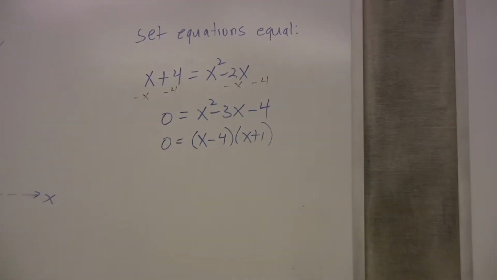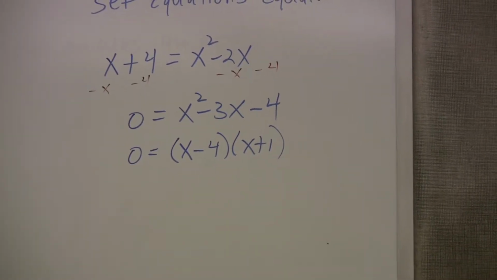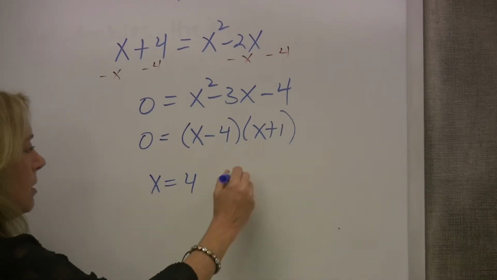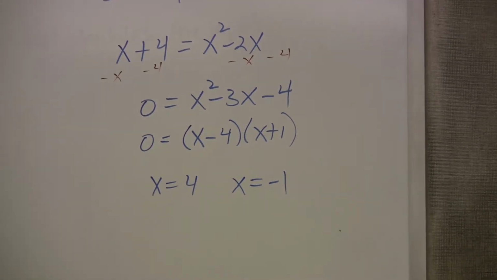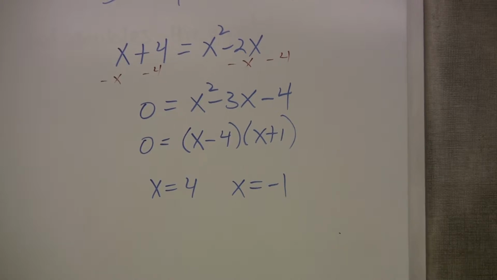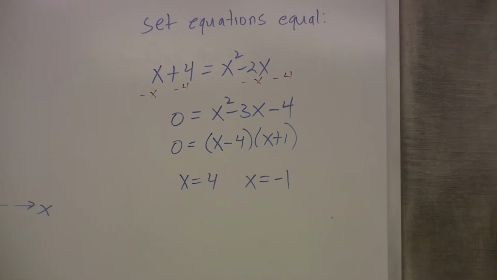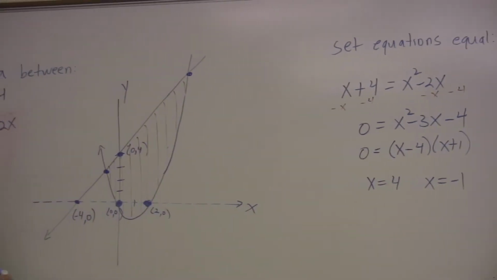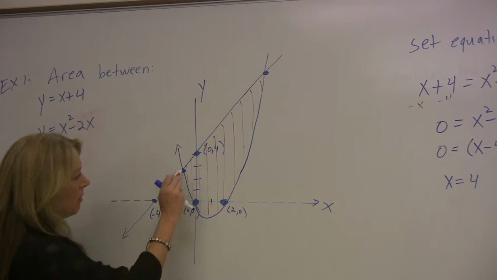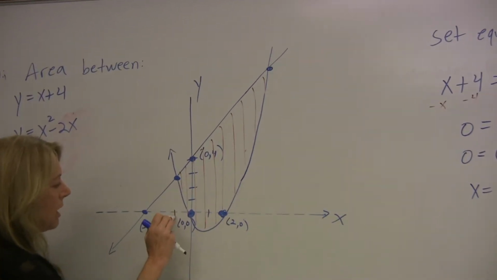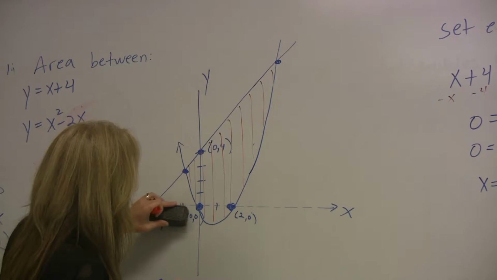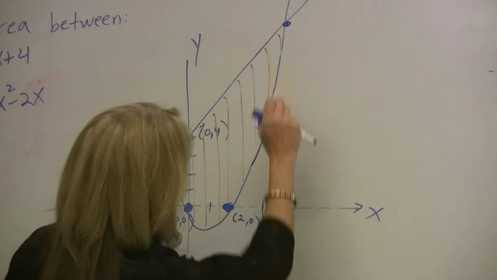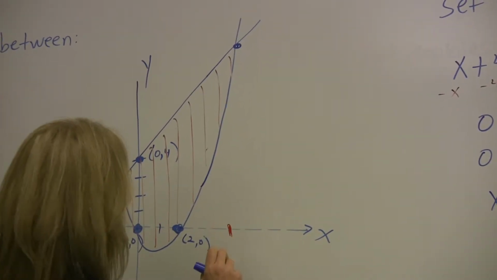It factors into x minus 4 and x plus 1. We set each factor equal to 0. We have x equals 4 and x equals negative 1. What are those? Those are our A and our B. Those are the places on the x-axis where these intersect. They start right here at negative 1, and they stop over here at 4.